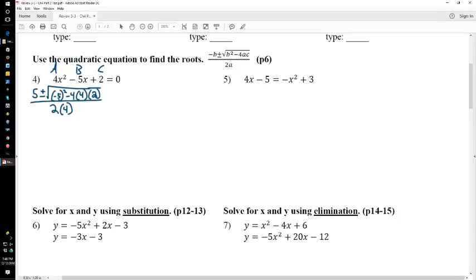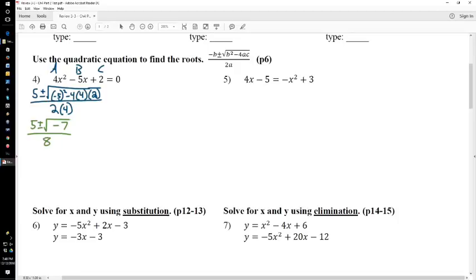So from here, we are going to reduce the part underneath the radical, not the radical itself, because we want to simplify this as much as we can. So we got 5 plus or minus the square root of... in this case, the part underneath the radical, when you plug it in your calculator, comes out to a negative 7. All over 2 times 4, which is 8.